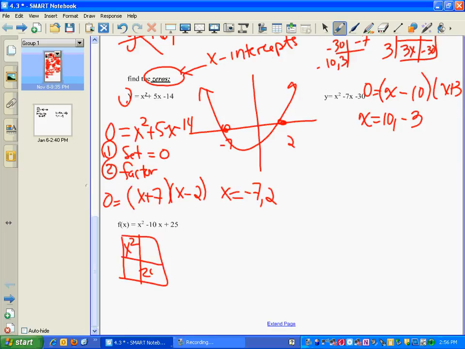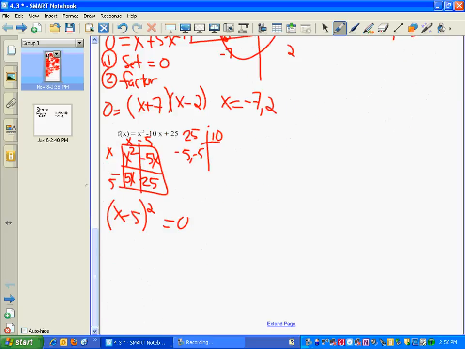X squared and 25. Factors of 25 that give me 10 are, only I want negative 10, negative 5 and negative 5. So negative 5x and negative 5x. I can pull out a negative 5 and a negative 5. So x minus 5 quantity squared equals 0, which means x is just going to equal what? 5. Right.